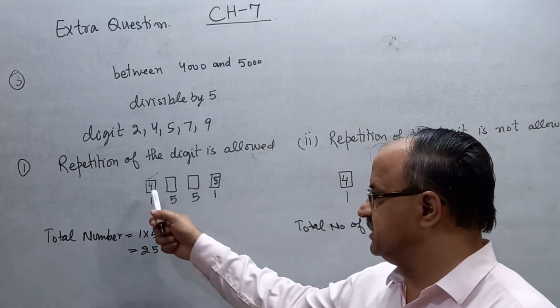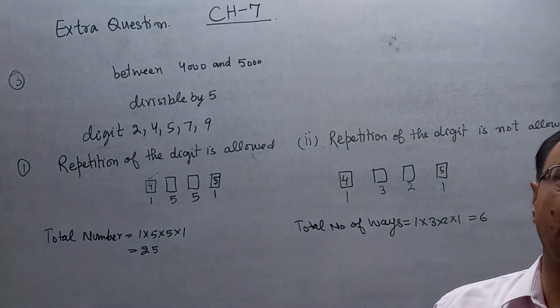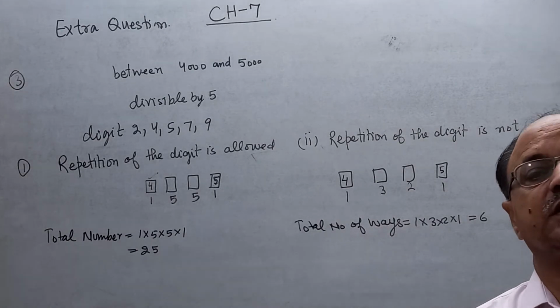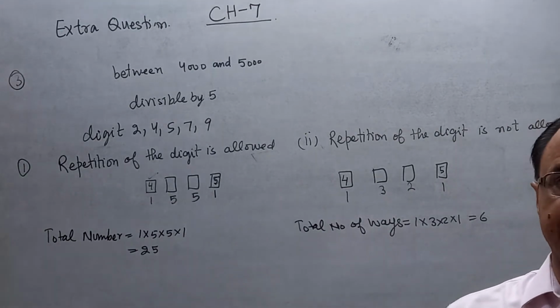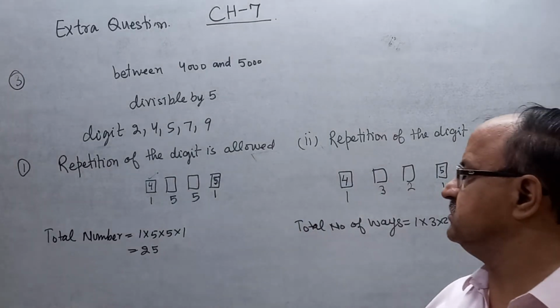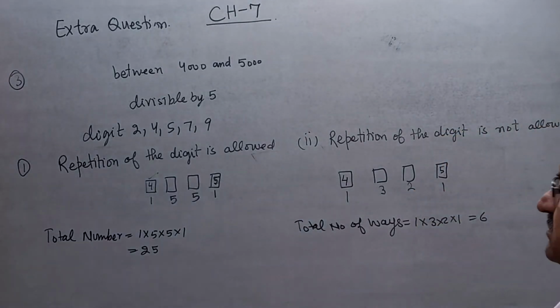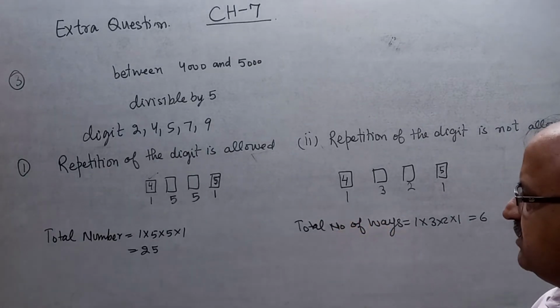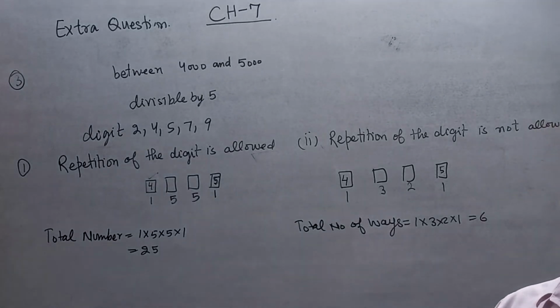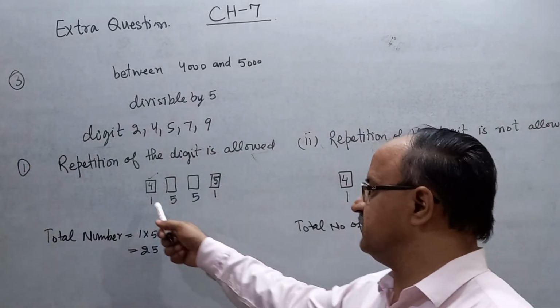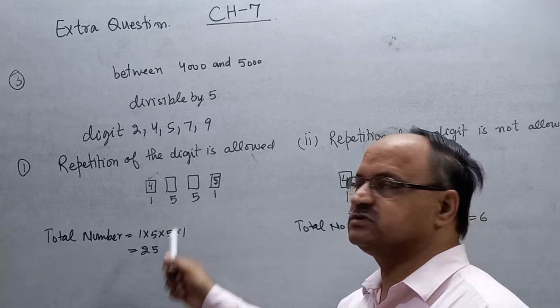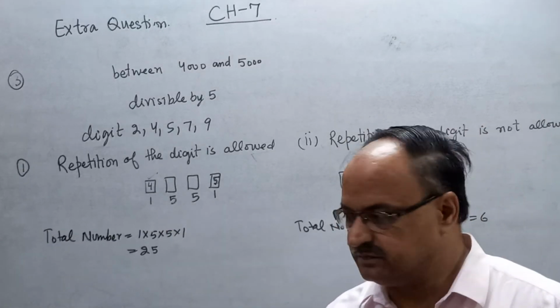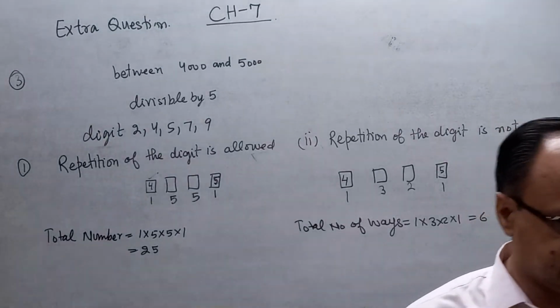Then in the thousand place you can write 4, only 4, because we want a number lying between 4,000 and 5,000. If you put 2, then the number lies between 2,000 and 3,000. If you put 5, the number comes between 5,000 and 6,000, right? But our condition is that the number lies between 4,000 and 5,000. So you can fill this in one way. This is 5, 5 because the repetition is allowed. Clear? Same procedure here.